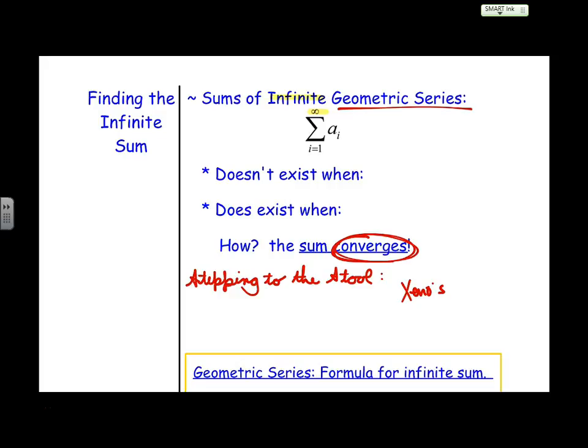But the stepping to the stool example, that was 1 plus 1, nope, didn't start at 1. Started at 1/2, right? 1/2 plus 1/4 plus 1/8. Because the distance from me to the stool was finite, this sum will converge. Another one that we talked about, a convergent sum. Stepping to the stool, that infinite sum is going to end up equaling, I need more room. Don't worry, I got this.